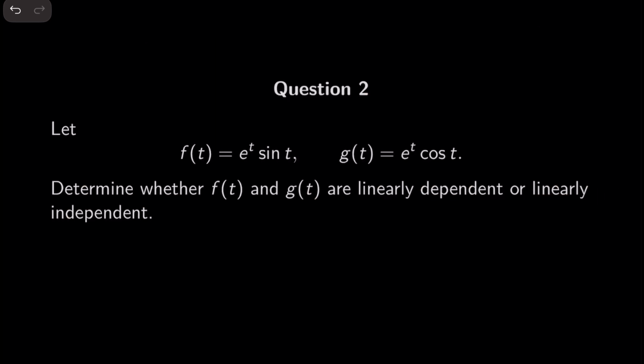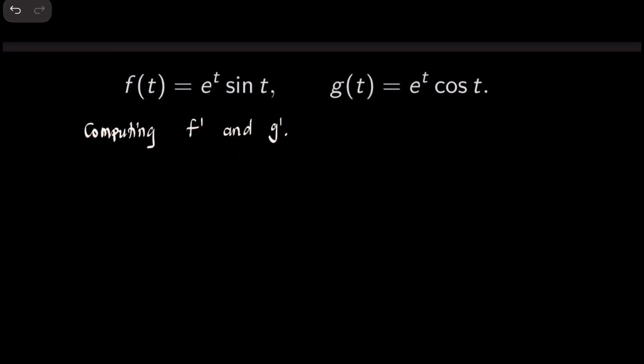With our second example, we have f of t equal to e^t sine of t and g of t equal to e^t cosine of t. We are to determine whether f and g are linearly dependent or linearly independent. To compute f prime and g prime, we apply the product rule.